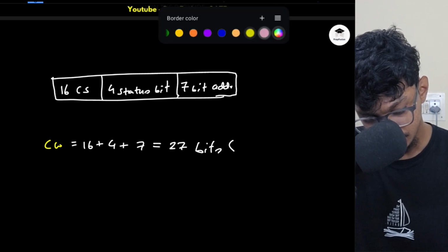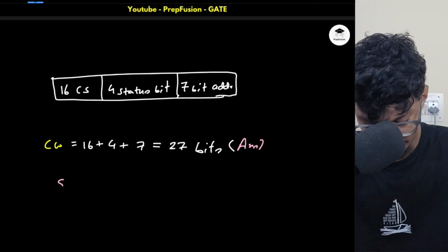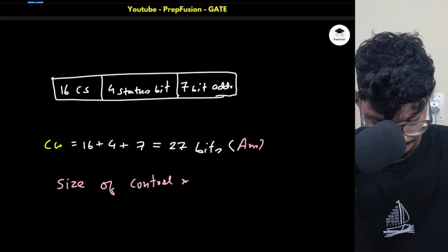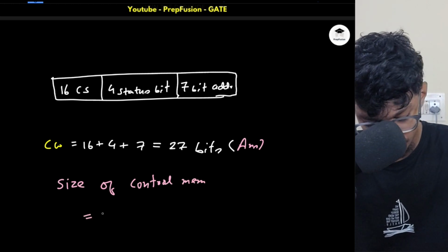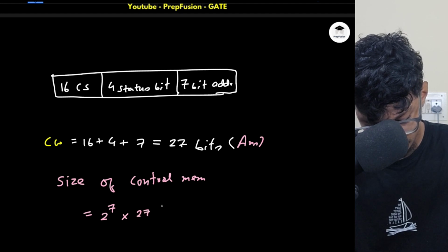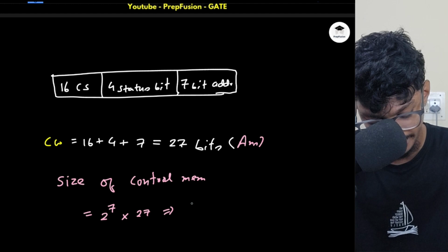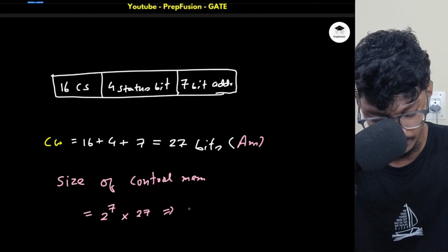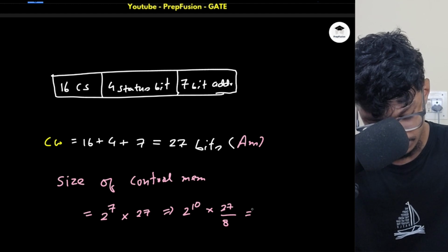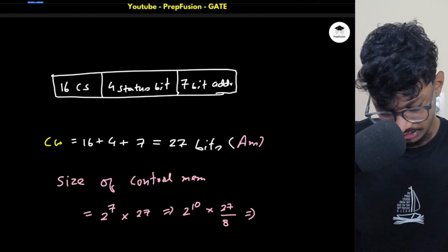So 27 bits will be the width of the control memory. Now if they would have asked what is the size of the control memory, what would you have written? You would have simply done 2 raised to the power 7 into 27. So this would have been the size of the control memory. If you want to convert it into kilobits, you'll do 2 raised to the power 7 into 27 by 1024. So whatever 27 by 8 is, I will calculate it.